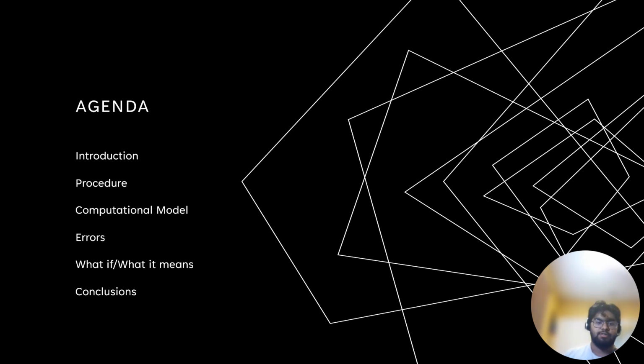Alright, so first I'll introduce the lab, go through the procedure, the computational model I used, the errors, and then the what if and what it mean questions.